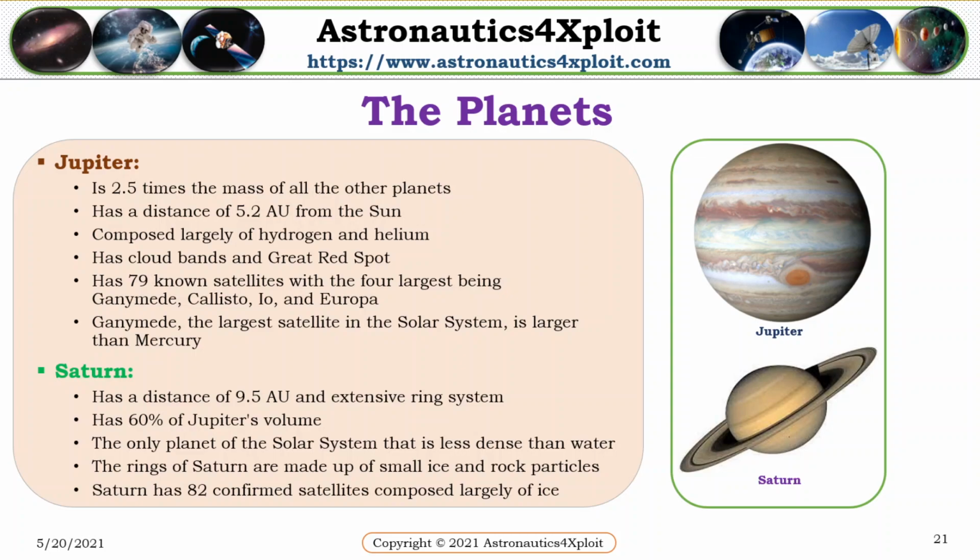Saturn has a distance of 9.5 astronomical units and an extensive ring system. It has 60% of Jupiter's volume. Saturn is the only planet of the solar system that is less dense than water. The rings of Saturn are made up of small ice and rock particles. Saturn has 82 confirmed satellites, which are composed primarily of ice.